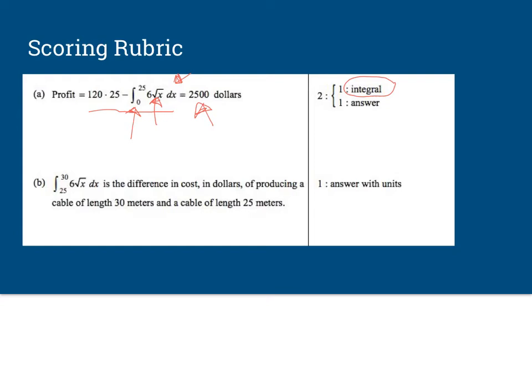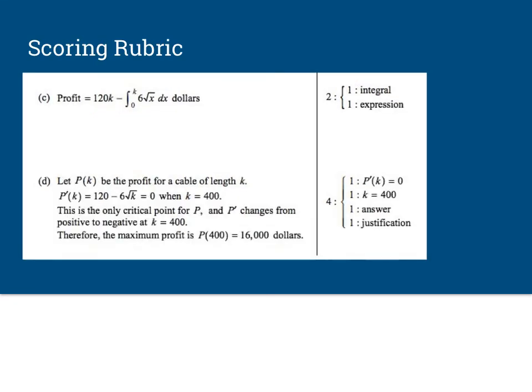Now B, you have to have the correct answer with units. Now there's actually 2 different units I'm seeing. I'm seeing cost in dollars, you must put in dollars, and then the other units is 30 meters to 25 meters. So you must have both units there and then express that this is the difference in cost between 25 and 30 meters. For C, you have to write a correct integral.